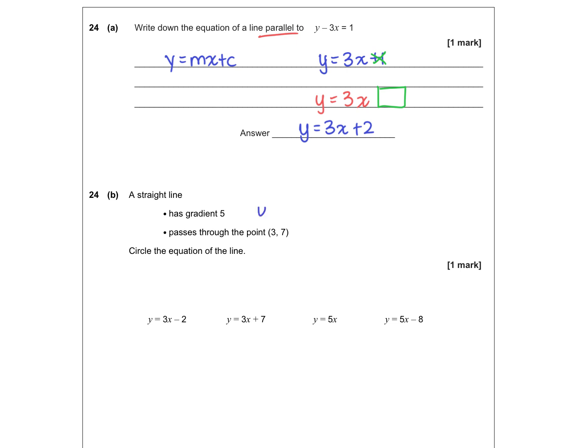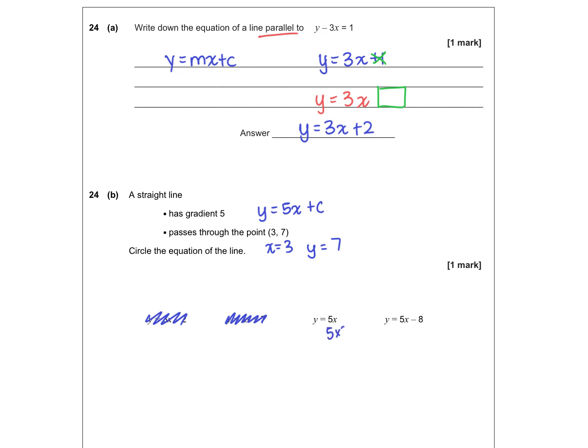So that means it's going to look like y is equal to 5x plus something else. And it passes through the point 3, 7. Okay, so we can get rid of this option here because that had a gradient of 3. And we can get rid of this one because it also has a gradient of 3. The next one says it has y is equal to 5x. Well, we could just check if the point 3, 7 fits on that point there. So this is x is 3 and y is 7. So we can go ahead and substitute that in.